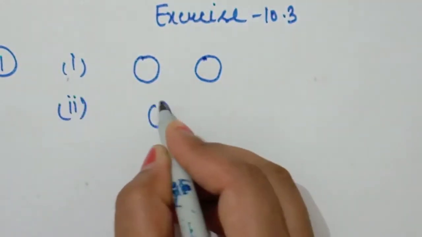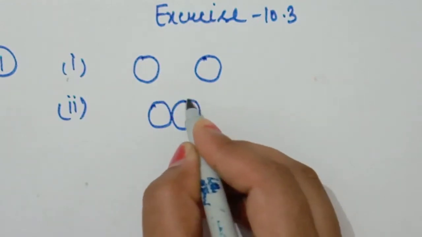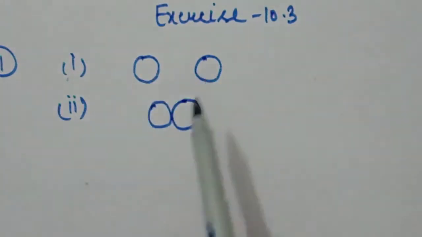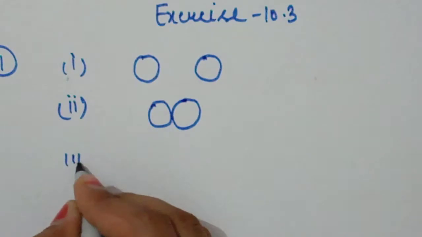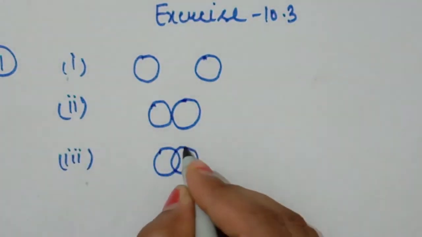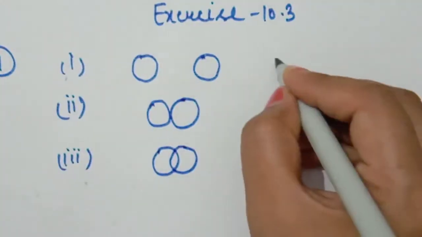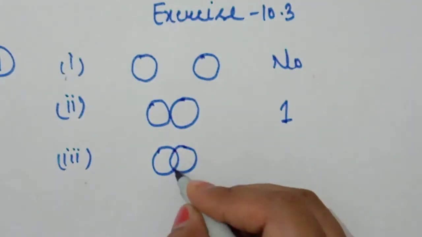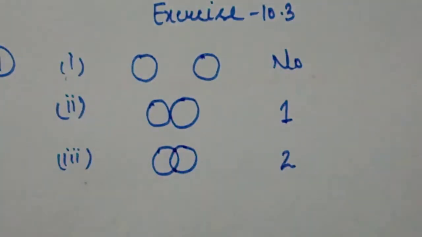Second pair, this is also the second pair. Here we do not have any common point. Here they both are touching each other. It means one common point. In the third pair, we can draw like this. So here no common point, here one common point, here we have these two as common points. So students, the maximum number of common points is 2. This is your first question.